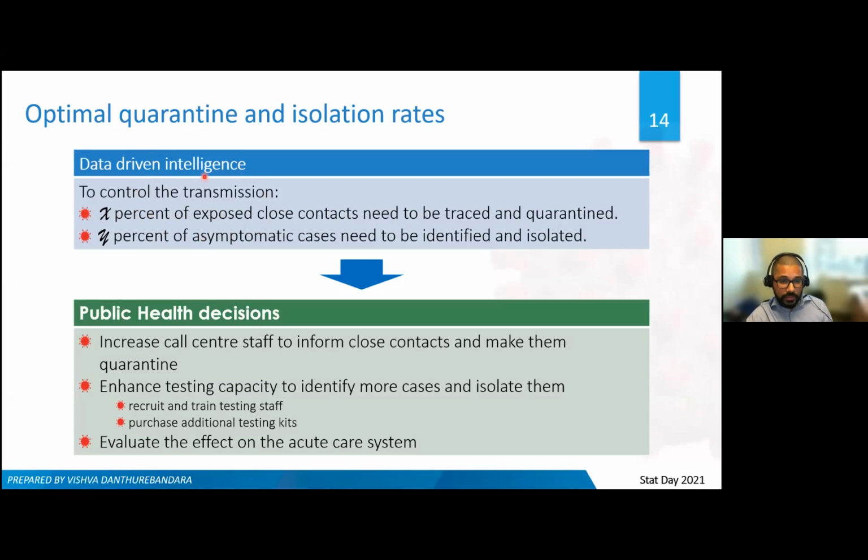So based on this intelligence, public health or the government can make decisions. They can take decisions to increase call center staff to trace close contacts and let them know that they were exposed, right? They can take decisions to enhance the testing capacity. Enhancing testing capacity has other implications. For example, you have to recruit staff and train them, right? You have to purchase additional testing kits, right? So you have to find money for that. So there are lots of decisions that the government can make based on this intelligence, right?